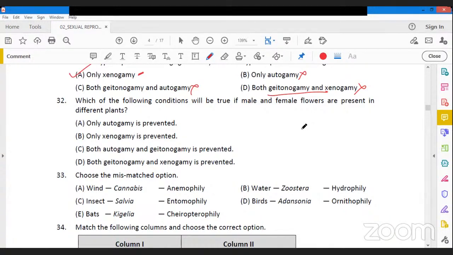Which of the following conditions will be true if male and female flowers are present in different plants? Only autogamy is prevented? Xenogamy is prevented? No, xenogamy is brought about. Even geitonogamy, look, both autogamy and geitonogamy are prevented. Both geitonogamy and xenogamy are prevented? Wrong. It is both autogamy and geitonogamy that are prevented because male and female flowers are in different plants. So take it down.